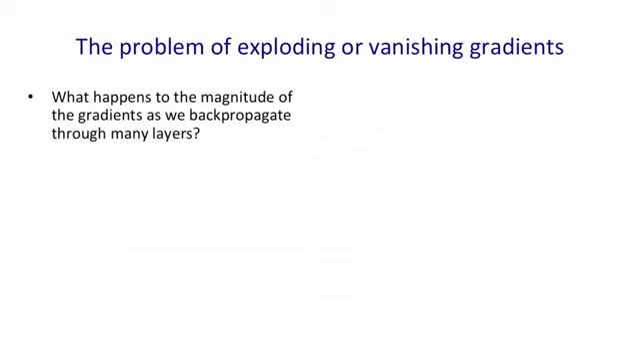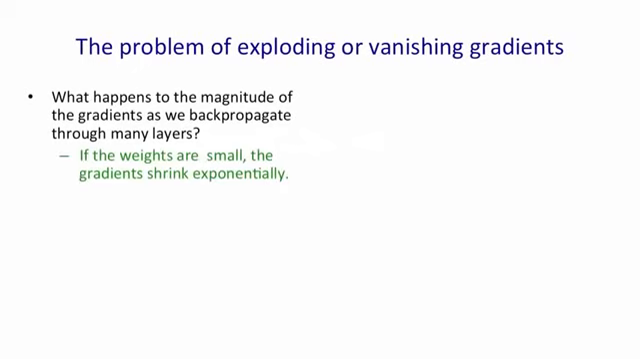So when we backpropagate through many layers, if the weights are small, the gradients will shrink and become exponentially small. And that means that when you backpropagate through time, gradients that are many steps earlier than the targets arrive will be tiny. Similarly, if the weights are big, the gradients will explode. And that means when you backpropagate through time, the gradients will get huge and wipe out all your knowledge.